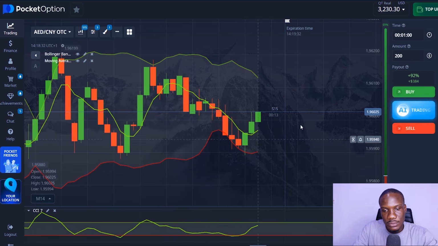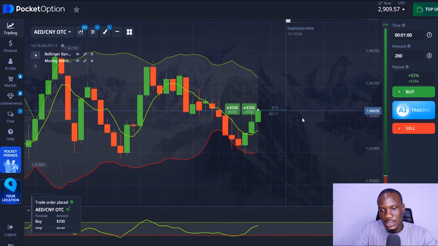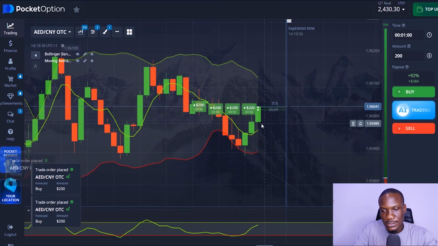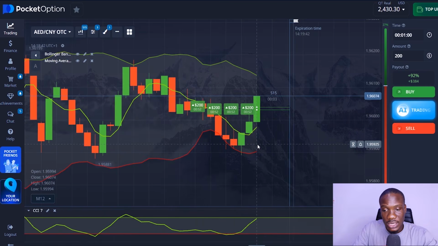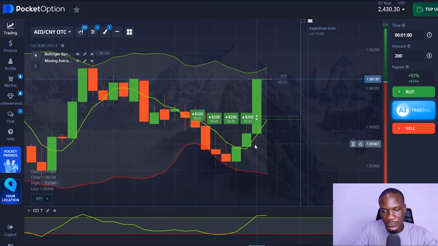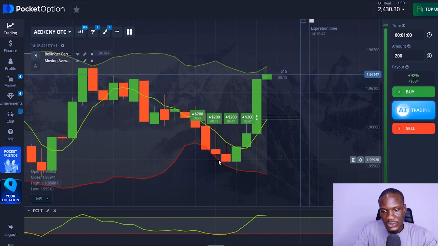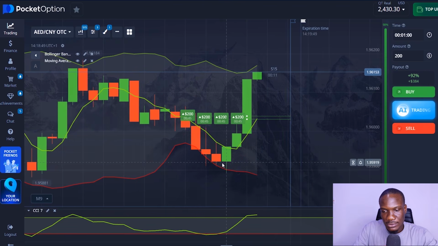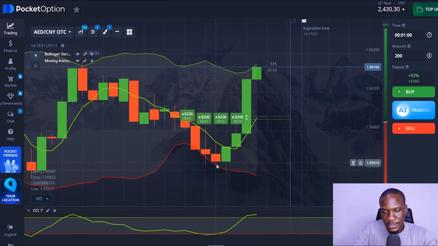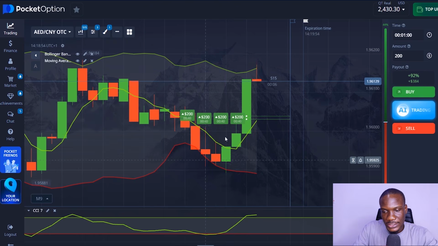So right here, I find a good opportunity. Let me enter a position right at this particular point. The reason why I'm taking a trade right here is that, first and foremost, I'm able to see a rejection of candlestick from this particular point right here. You can see right at this particular level, I'm able to see the rejection of candlestick.